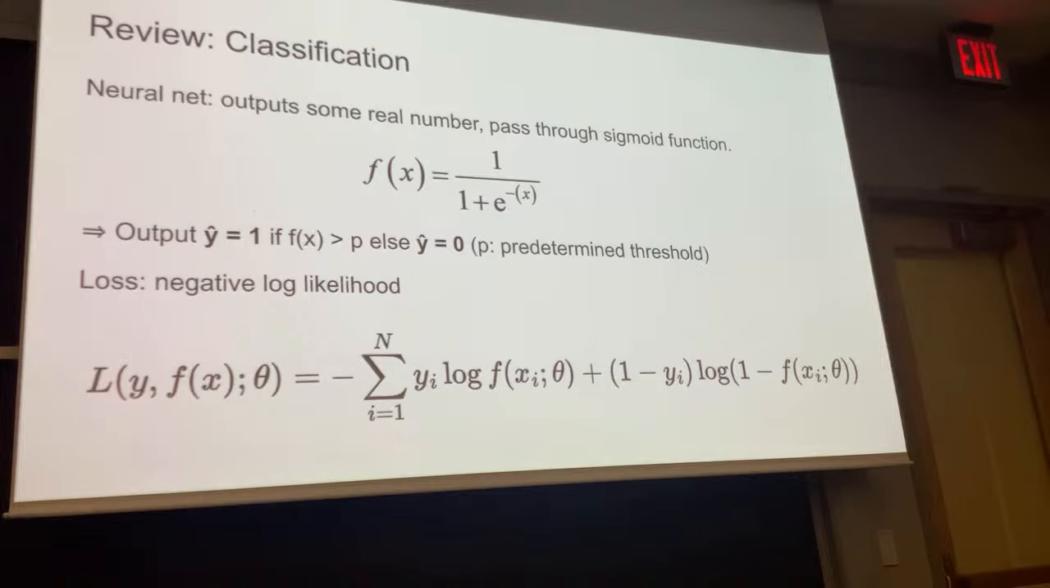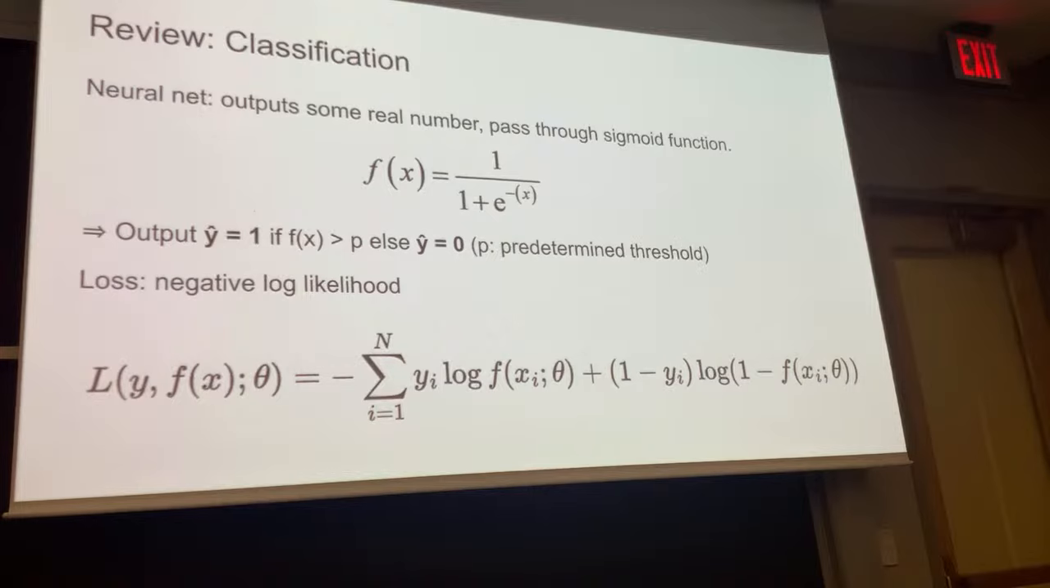The reason we would do that and not just leave it as a real number, which might also work, is that it makes it mathematically nicer when you're trying to train your model. So if you were to take the derivative of your sigmoid and set it to 0, this would be the loss function that you get.